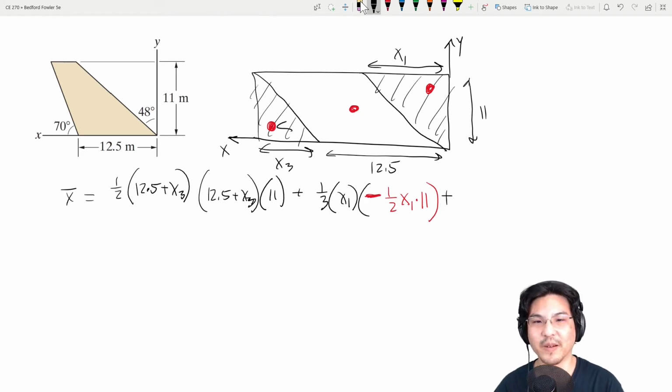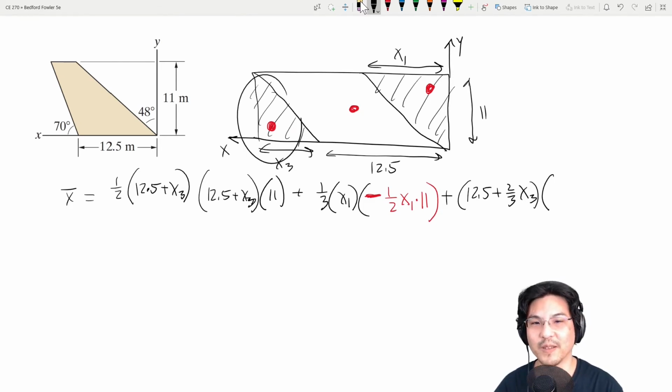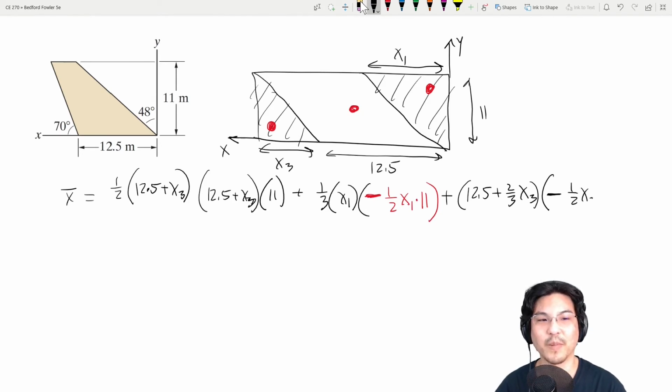Plus, now here to here, so that's 12.5 plus 2/3 of x3. Right, here to here is 2/3 of x3, here to here is 12.5, times the area of this triangle, which is negative 1/2 base times height. Okay, and this is negative.